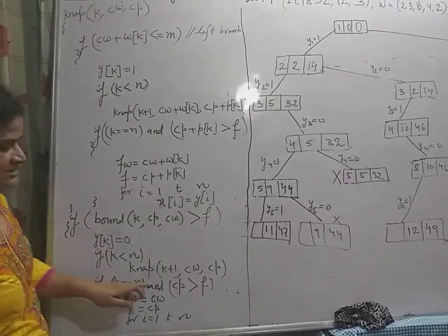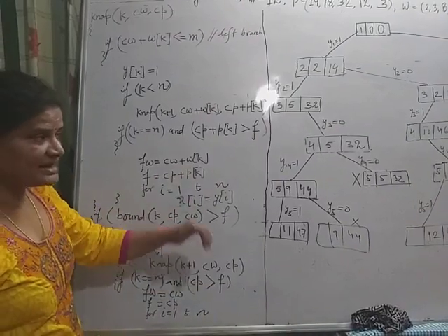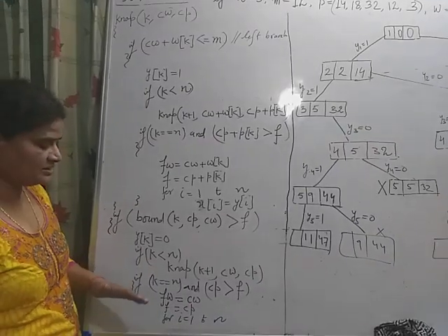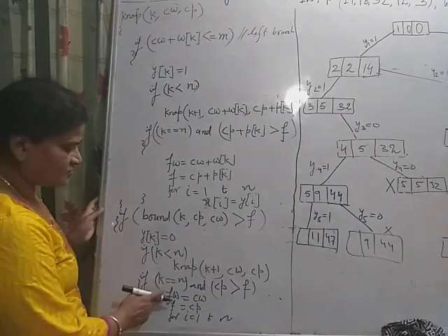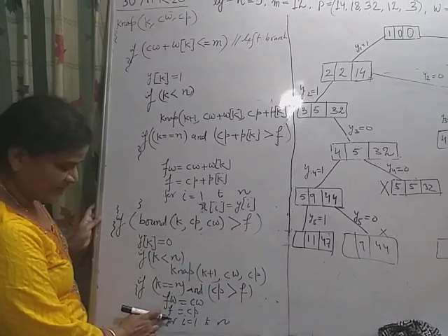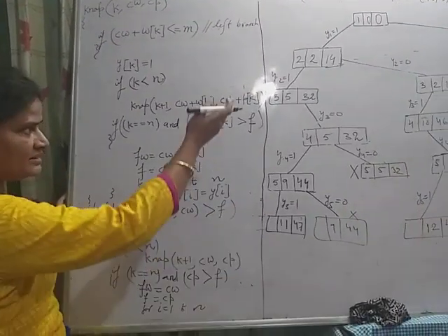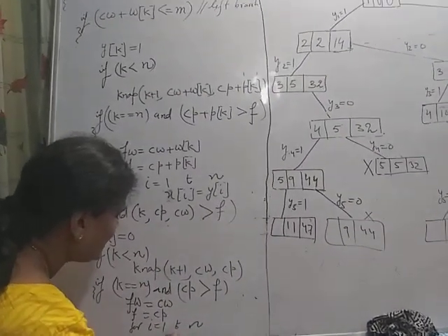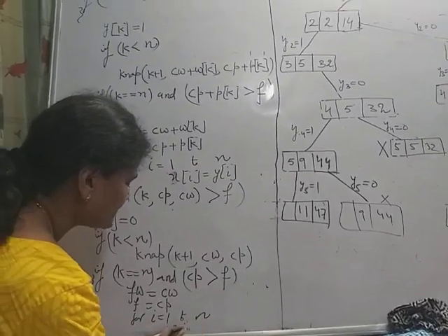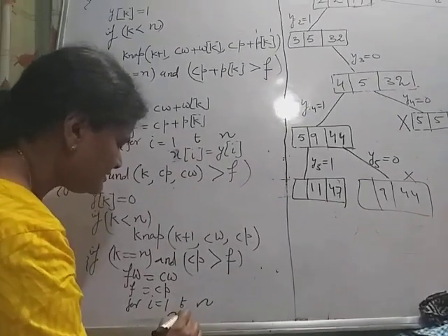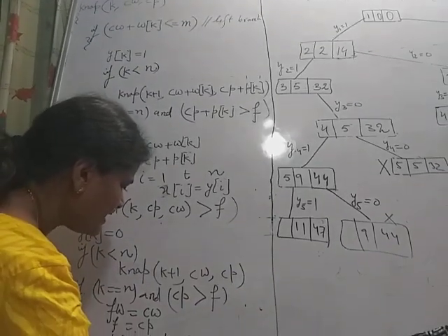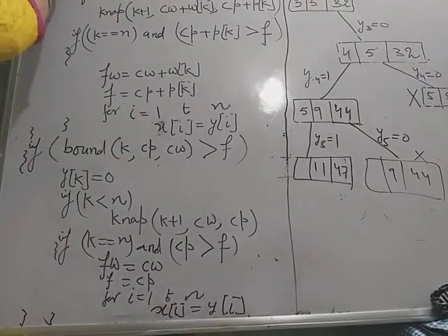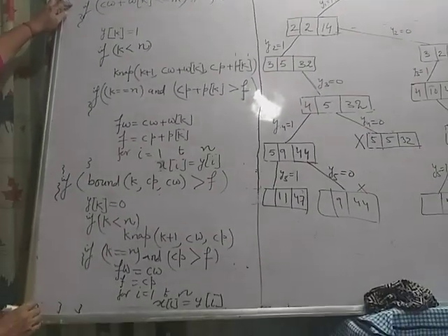It means k equal to n and Cp is greater than f. It means for the right branch I got a solution better than the previous one. So we update the final weight, final profit, and the temporary solution vector is copied, for 1 to n, xi equal to yi. Okay. Here this set and this final end.